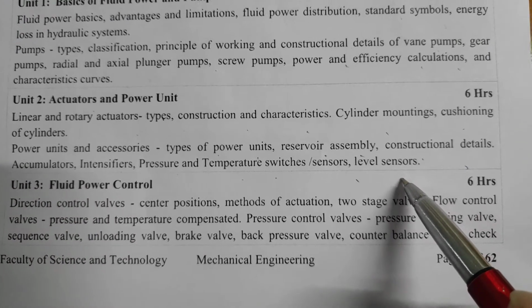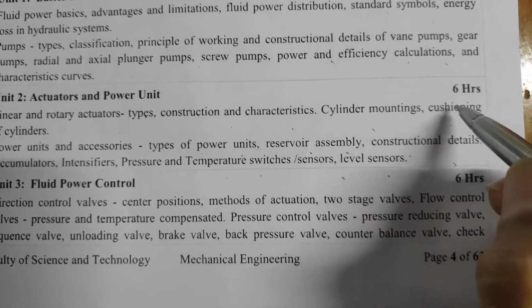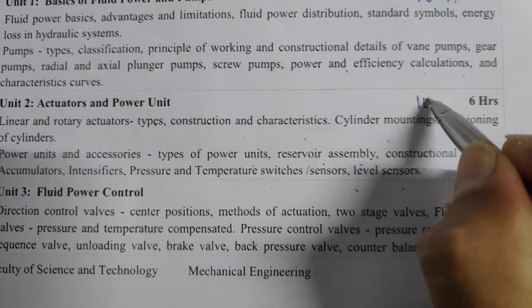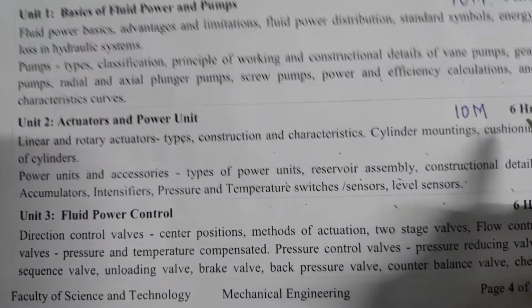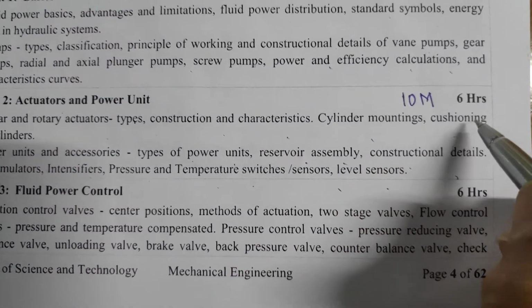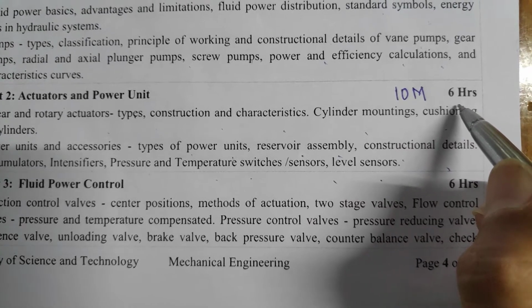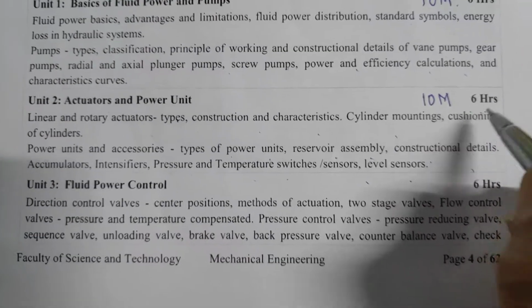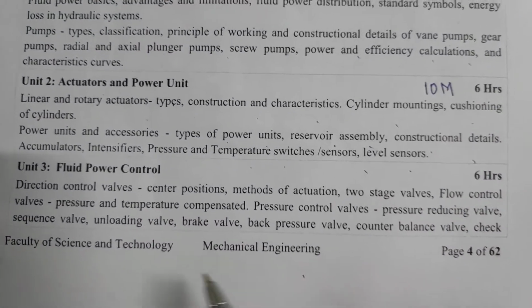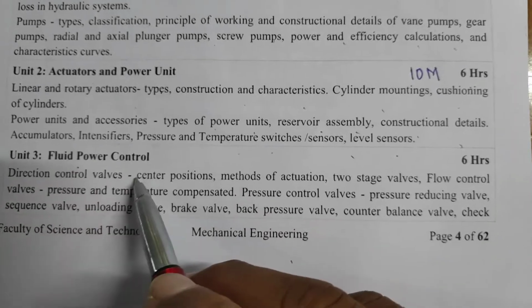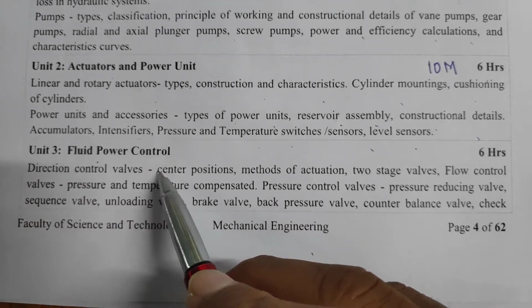Again, this unit number 2 has the weightage in semester, that is 10 marks, and the total time allotted to learn this is 6 hours. Then unit number 3 consists of fluid power controls.